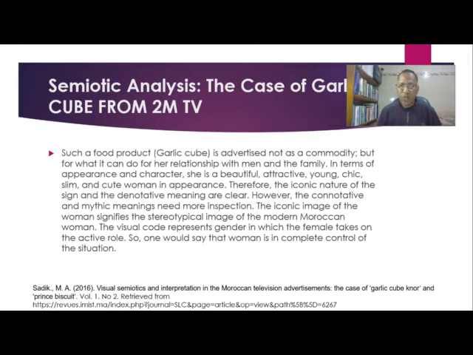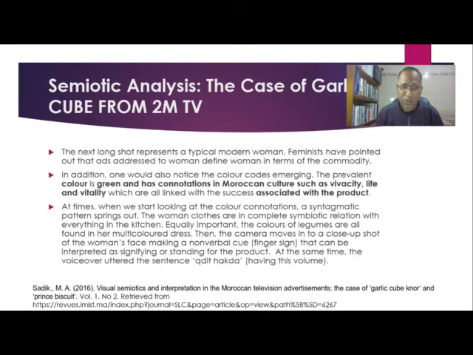And this visual code represents a gender relation in which the female takes on the active role. One would say that the woman is in complete control of the situation, and here we talk about the idea of power also. So here, who takes control? Because she is the master of the setting, the master of the place, then we can say that she is more powerful and she has complete control of the situation.